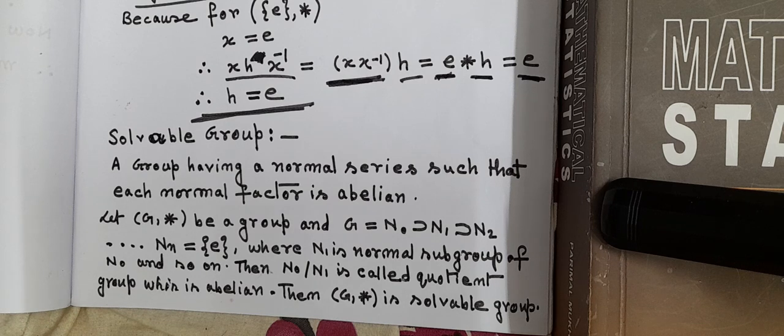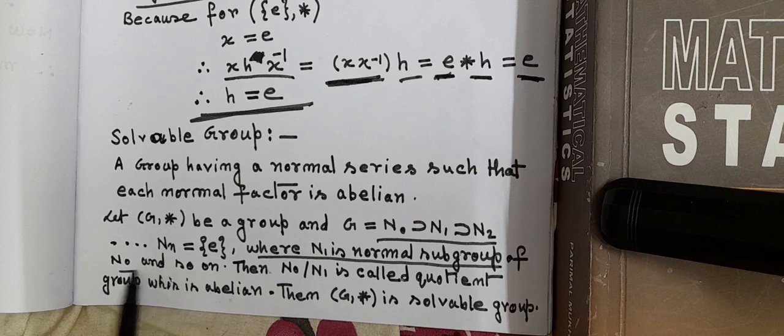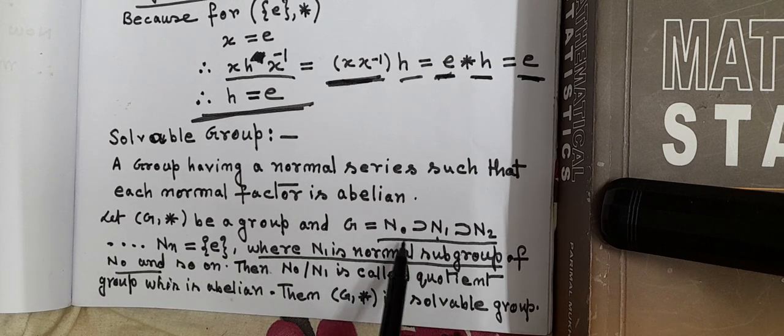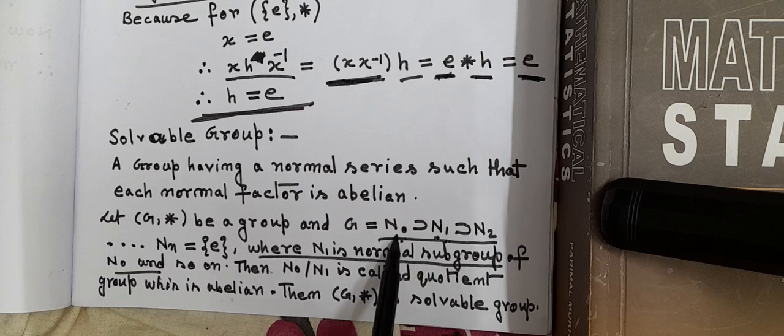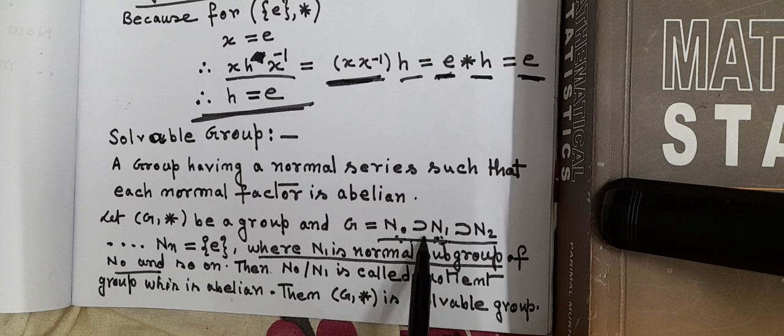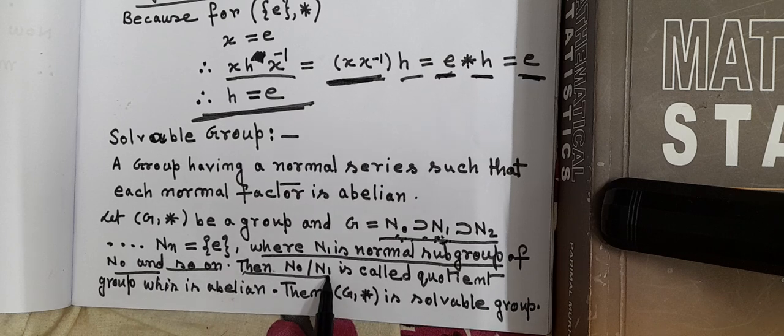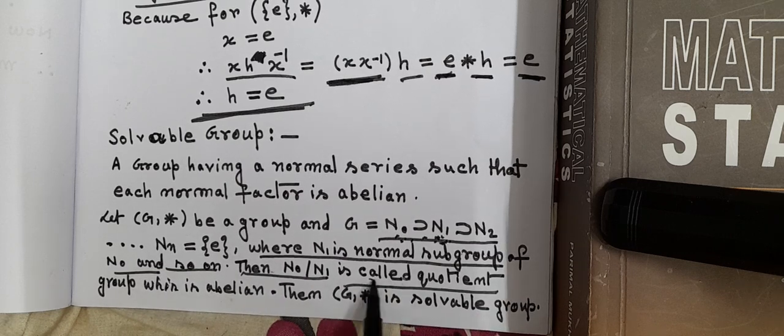Now, what is a solvable group? A group having a normal series such that each normal factor is abelian. Now, how can we explain that? Let G* be a group and G equal to N0, where N1 is a normal subgroup of N0. That is, N1 is a subset of N0 as well as a normal subgroup of N0, and so on. Then N0 by N1 is called the quotient group.